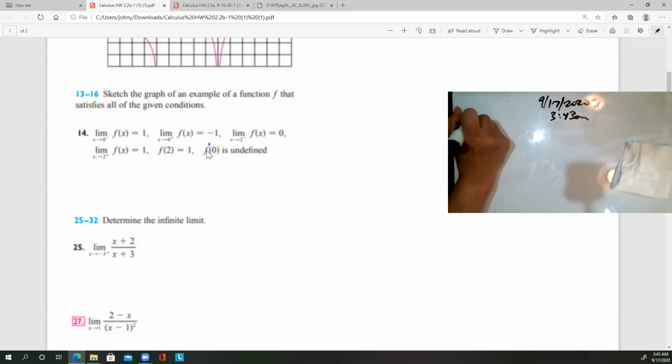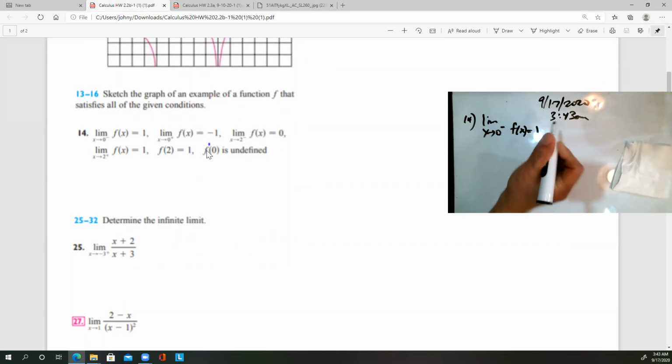So 14, the limit as x approaches 0 from the left of the function f of x is equal to 1. So here's my xy axis. It's approaching 0. My output is going to turn out to be 1 from the left. So it's going to approach 1 this way. Okay, something like that.